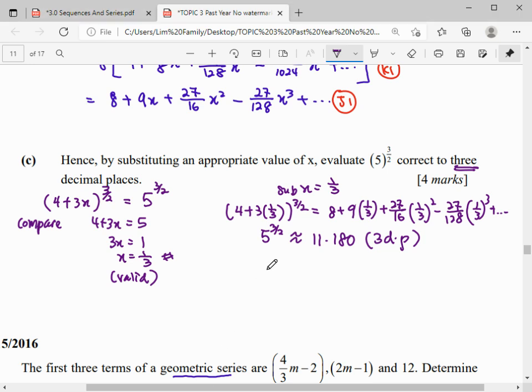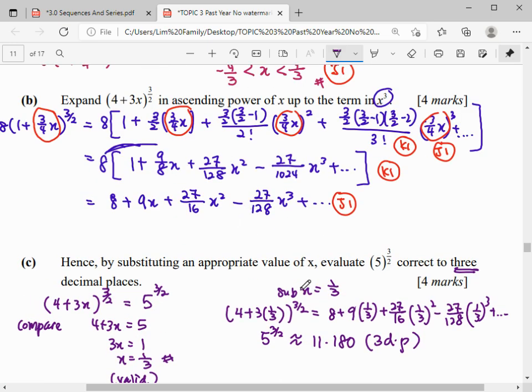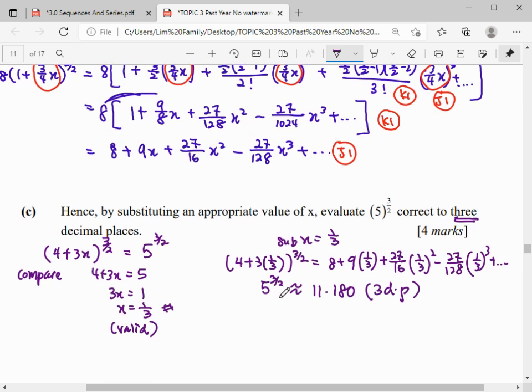At the end of the answer, we can do a double check. You can press your calculator straight away: 5 power of 3 over 2. So you can see what kind of decimal we get. It equals 11.18033 something, right? So we can double check. This is how we find 5 power of 3 over 2 using expansion. Using expansion, we come out to this decimal. When you check your calculator, it is equal to the same decimal. So it gives us confidence that what we did in this expansion is correct.